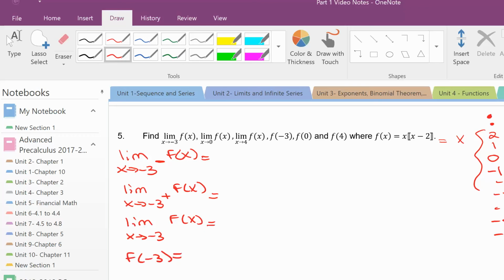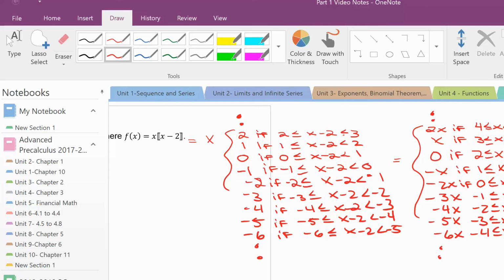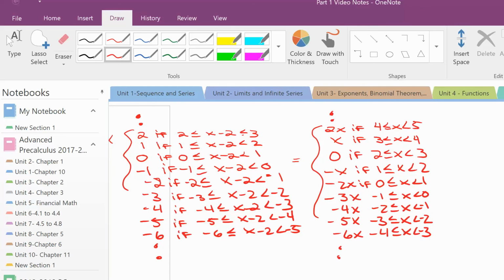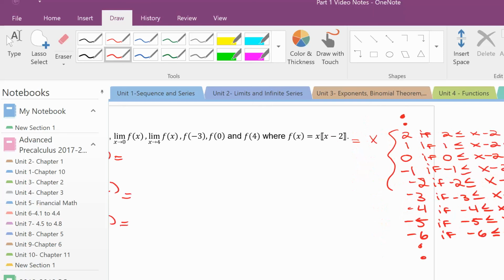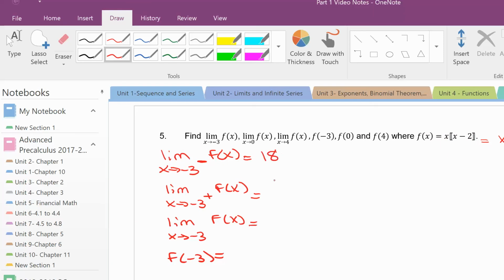So if we go over here, from the left of negative 3, which is less than negative 3, it's negative 6 times negative 3, which is 18. But from the right, between negative 3 and negative 2, it's negative 5 times negative 3, which is 15. So from the left, it's 18, but from the right, it's 15. So therefore, the limit does not exist, since the limit from the left does not equal the limit from the right. If you found f of negative 3, it would be 15. So now you have to do the same thing for 0.